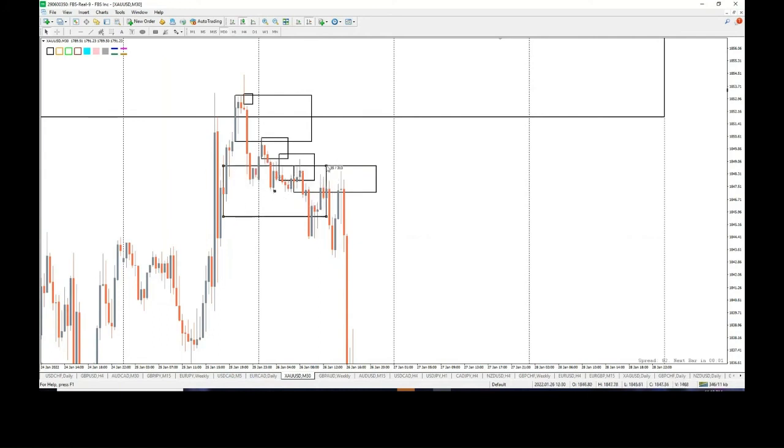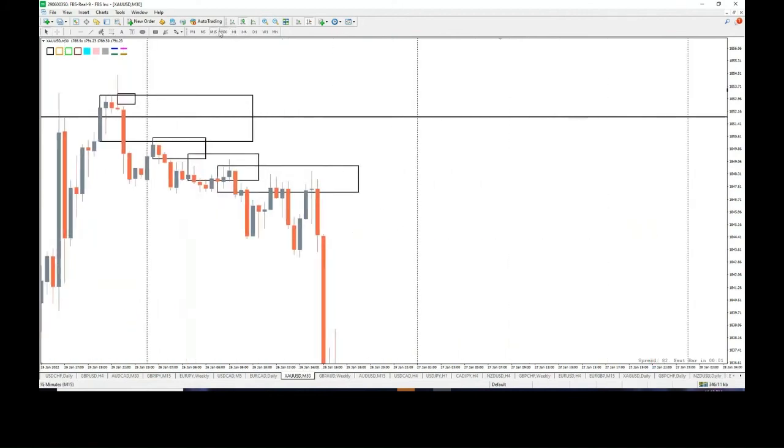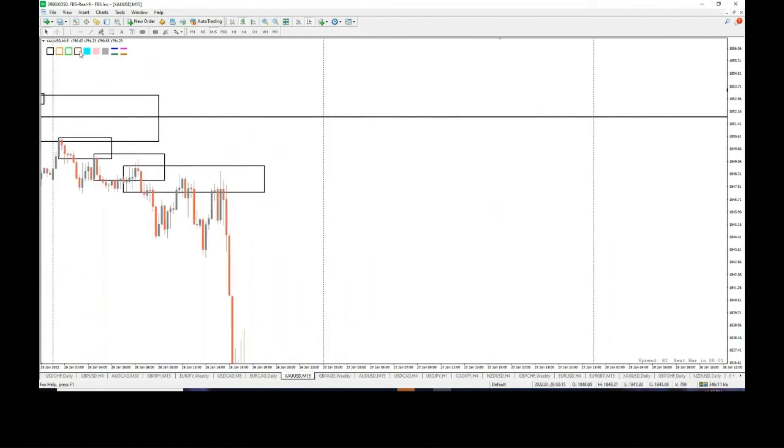You see it? Oh, that one. Yeah, so we do entry here. Okay. If you want to make it easier, this is the H1 zone, right? So when it goes inside here, we wait for M30 or M15 to make an engulfing sell. This is M5 and M1.